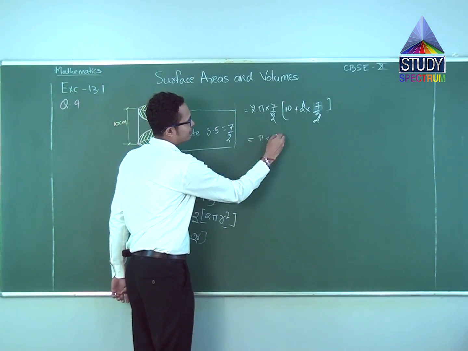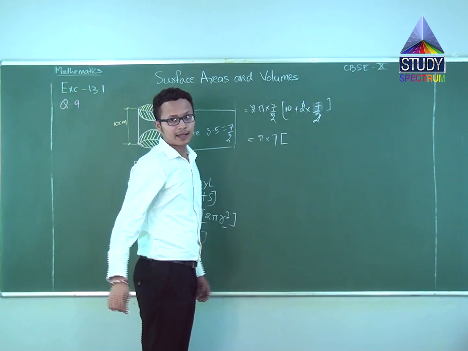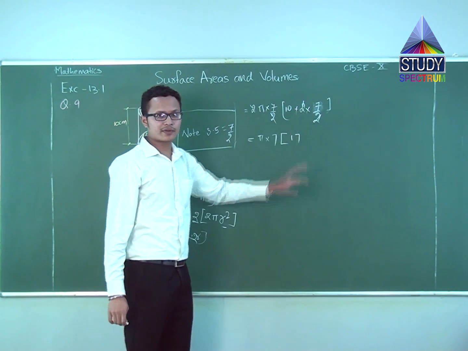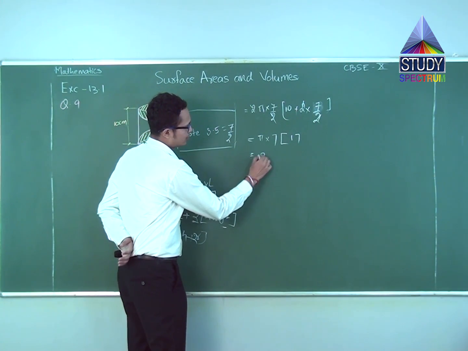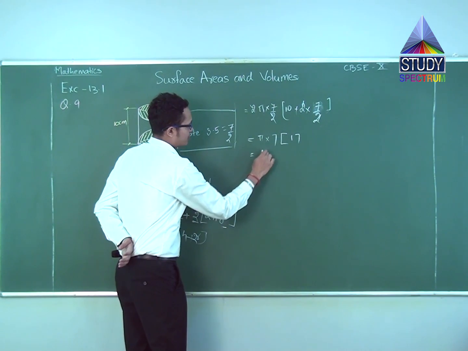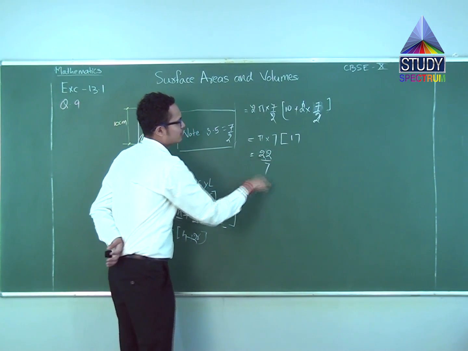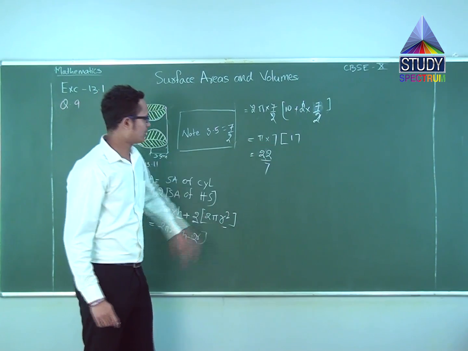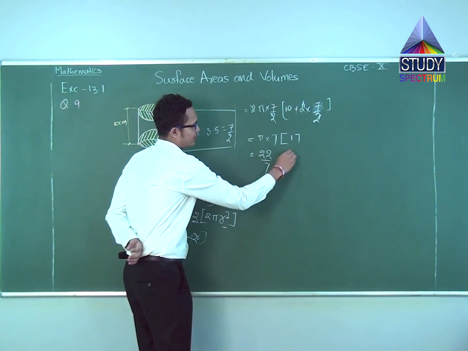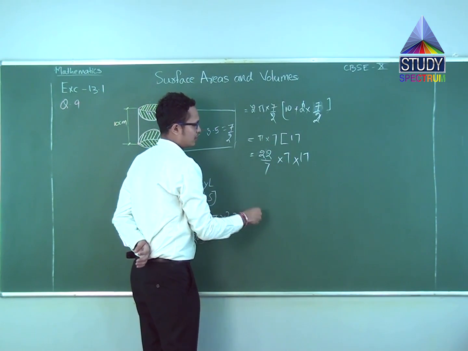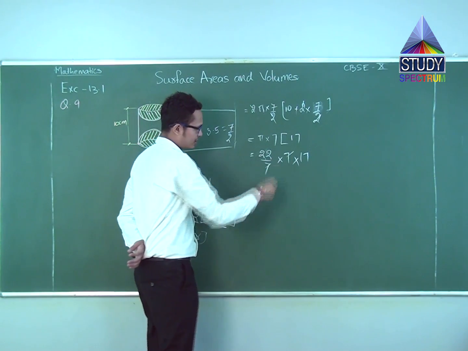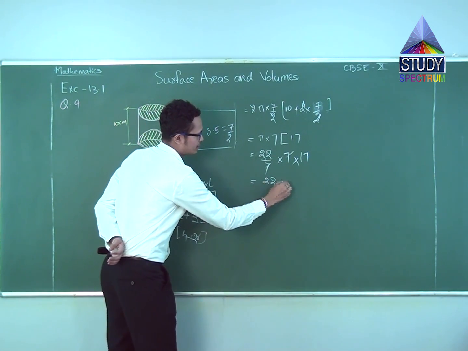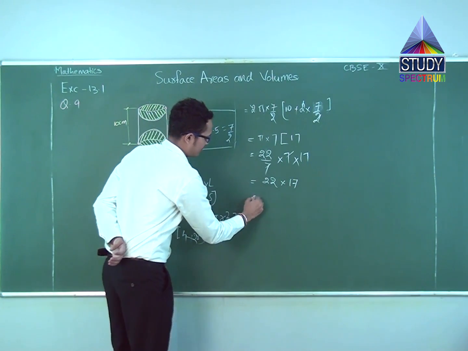This is equal to pi into 7 multiplied by 17. 10 plus 7 is 17. Okay, pi is 22 upon 7. Why am I writing 22 upon 7? When I write 7, this 7 goes out with this, right? So 22 upon 7 into 7 multiplied by 17. 7 cancels with this 7. 22 multiplied by 17 is what remains, right?